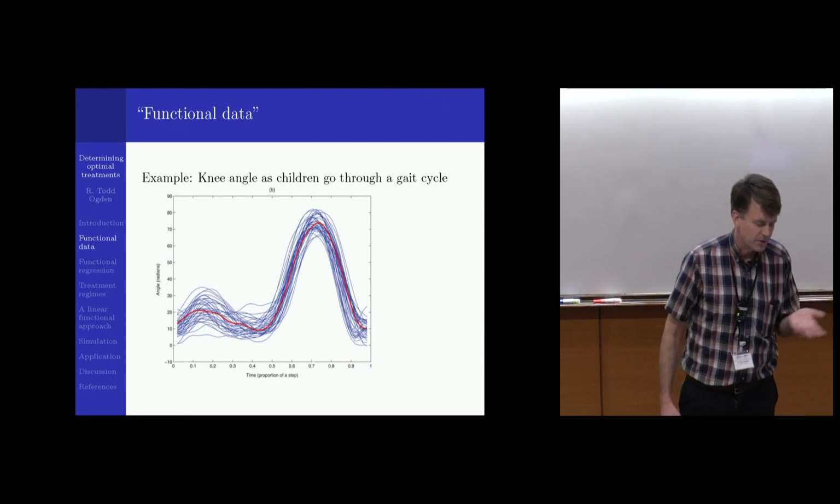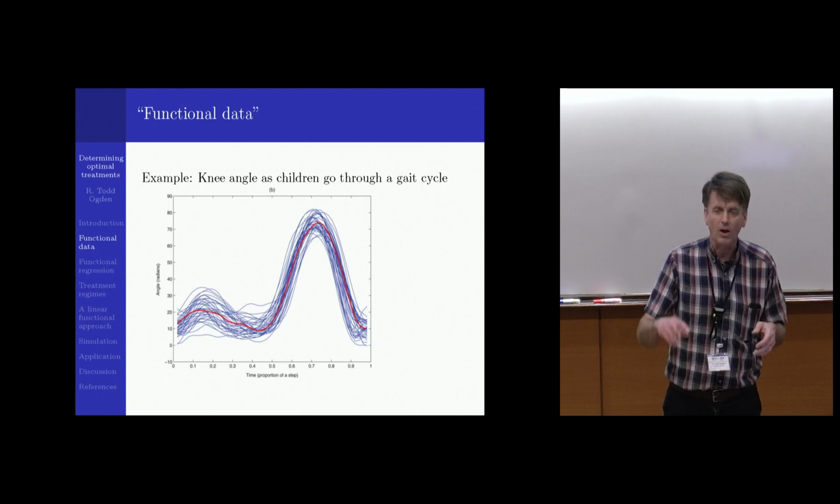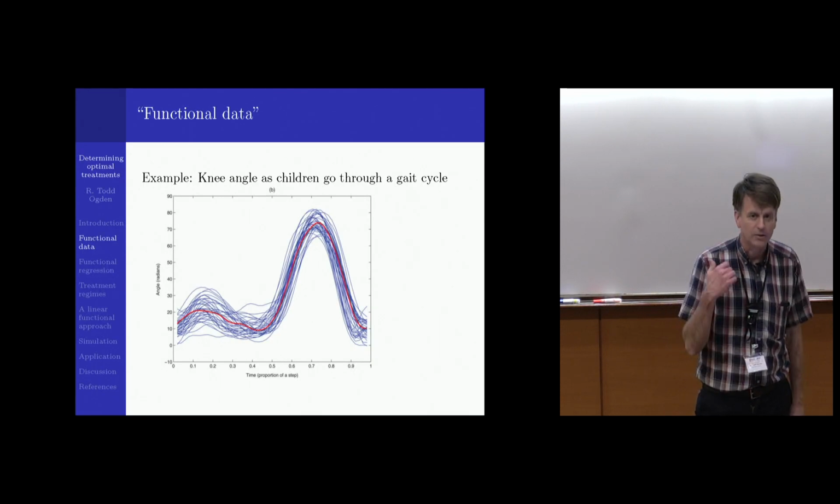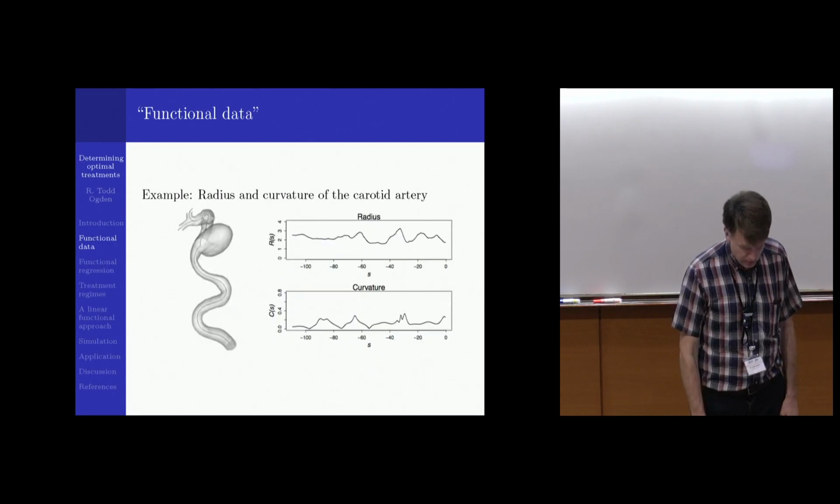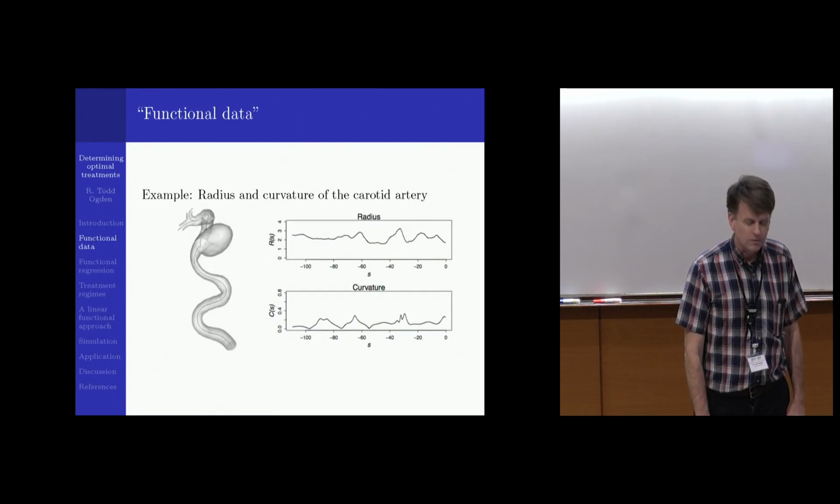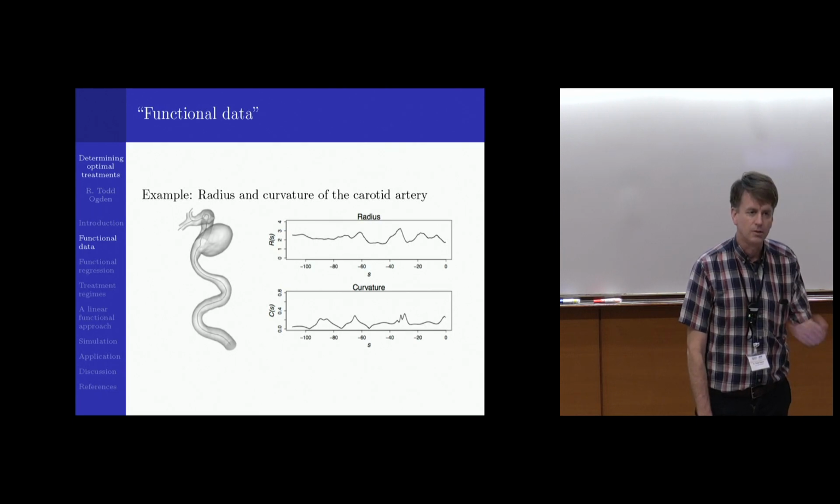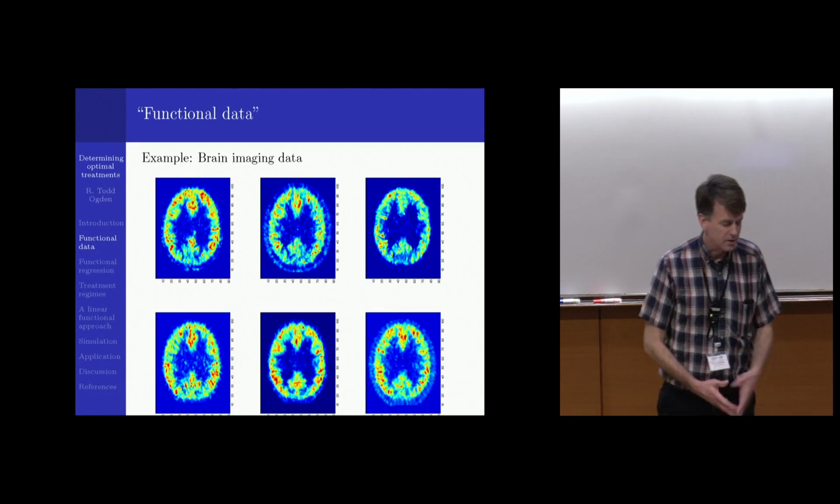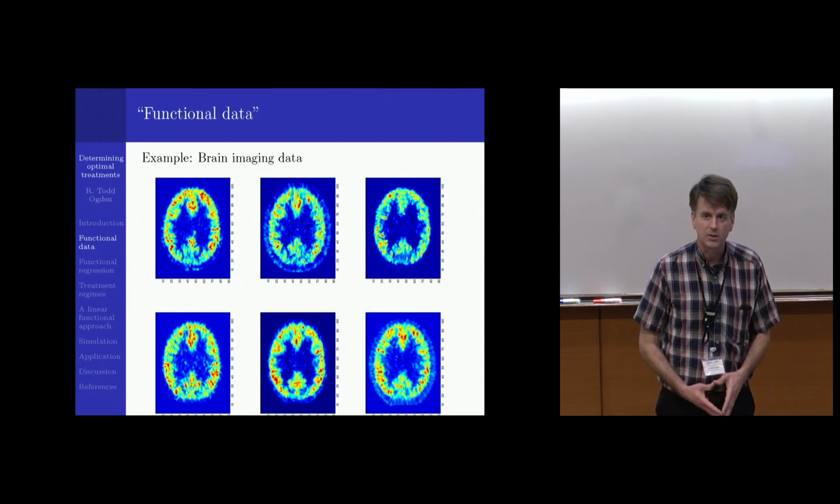Anytime you see something like this, where you have children walk and you look at their knee angle as a function of time, I say that's functional data. And the red is the mean, for instance. You can look at the carotid artery, radius and curvature. This is just one subject, but think about doing this for many subjects. And this is why I got into functional data in the first place. I'm interested in imaging data.